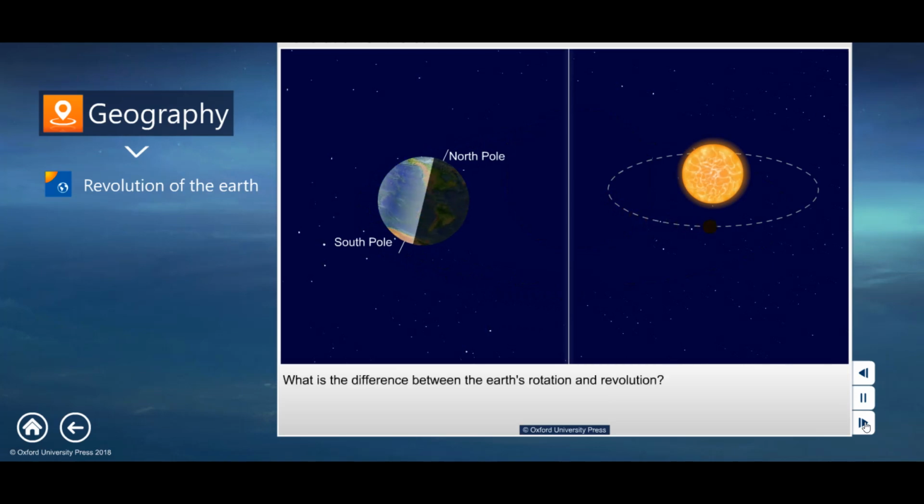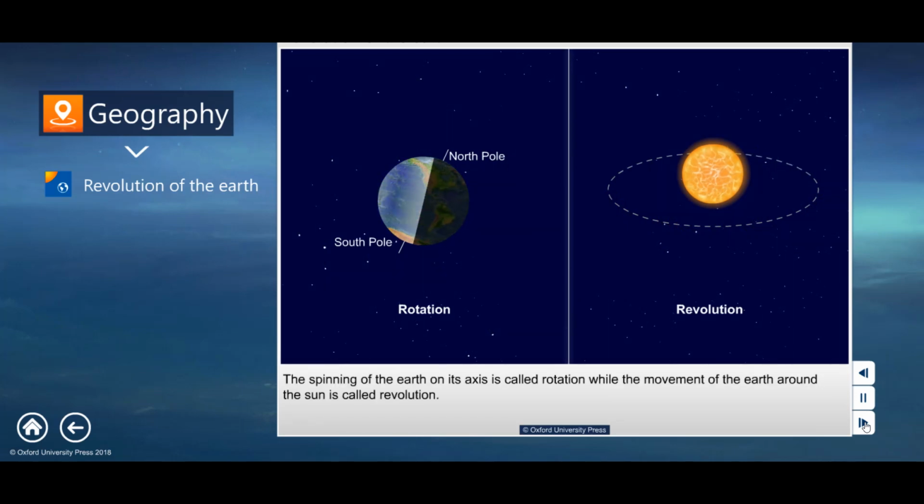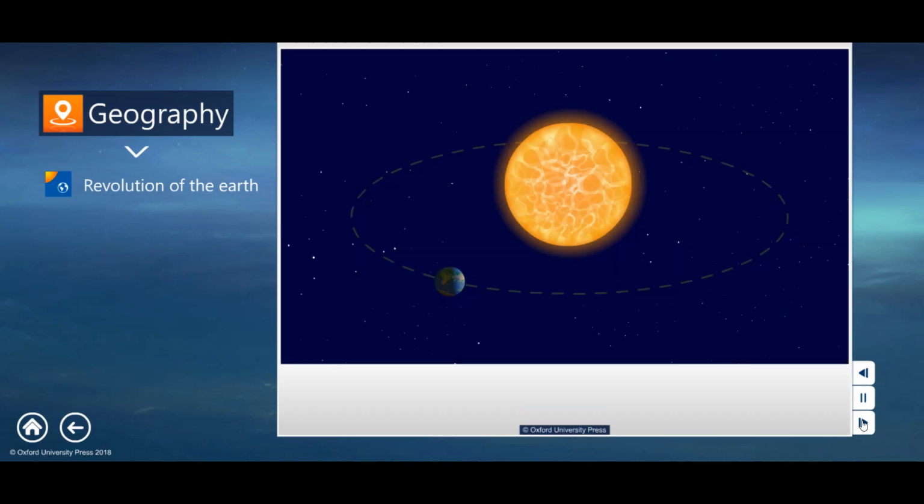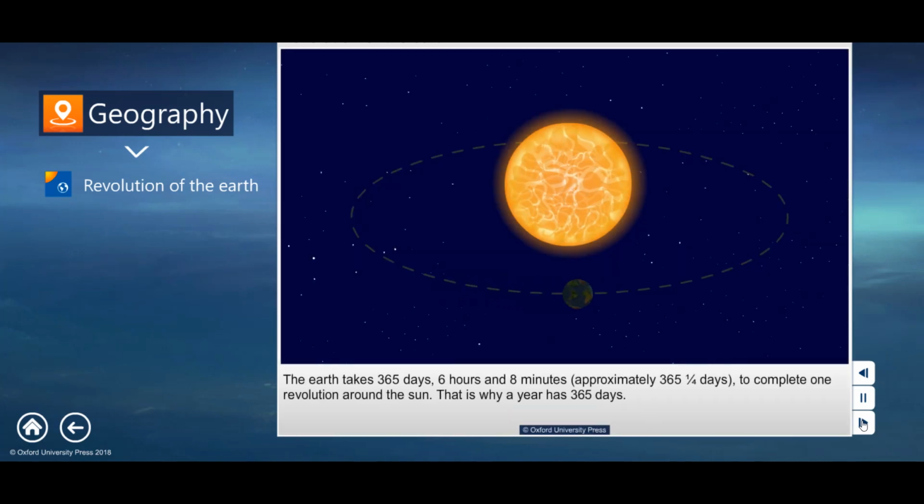What is the difference between the Earth's rotation and revolution? The spinning of the Earth on its axis is called rotation, while the movement of the Earth around the Sun is called revolution. The Earth takes 365 days, 6 hours, and 8 minutes, approximately 365 and 1/4 days, to complete one revolution around the Sun. That is why a year has 365 days.